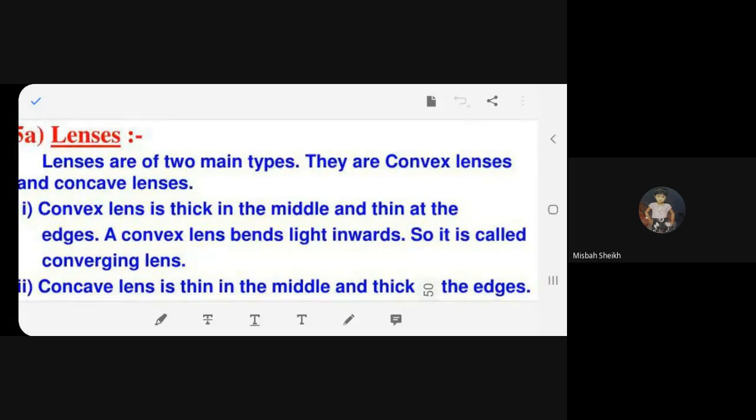So what were the names of the mirrors, beta? Concave mirror and convex mirror. Remember? What about the lenses? The same names. Concave lenses, convex lenses. Any problem?